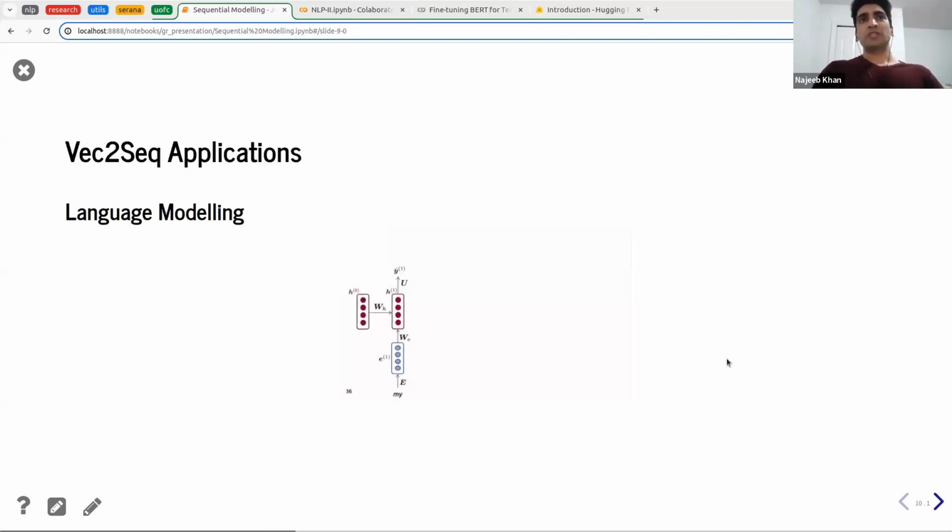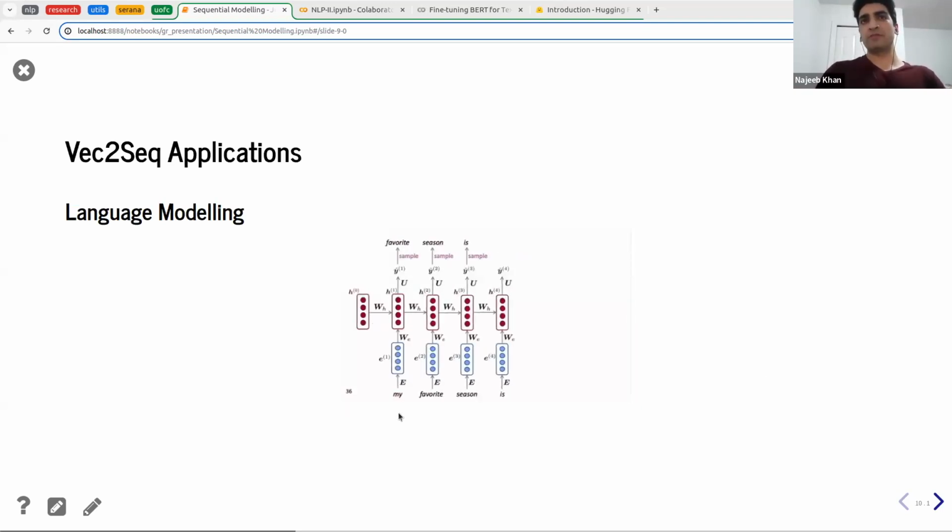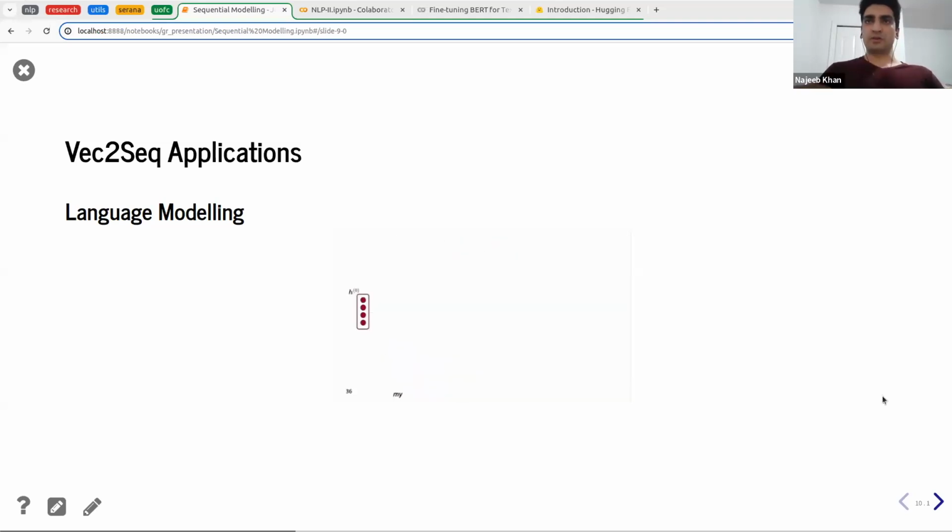So we looked at how this recurrent neural network can be used in language modeling. We have an initial word, "my", and then given this word, it is transformed to get the next word, which is "favorite", and then this "favorite" is used as input into the next time step, and so on. So that's the autoregressive language modeling task.